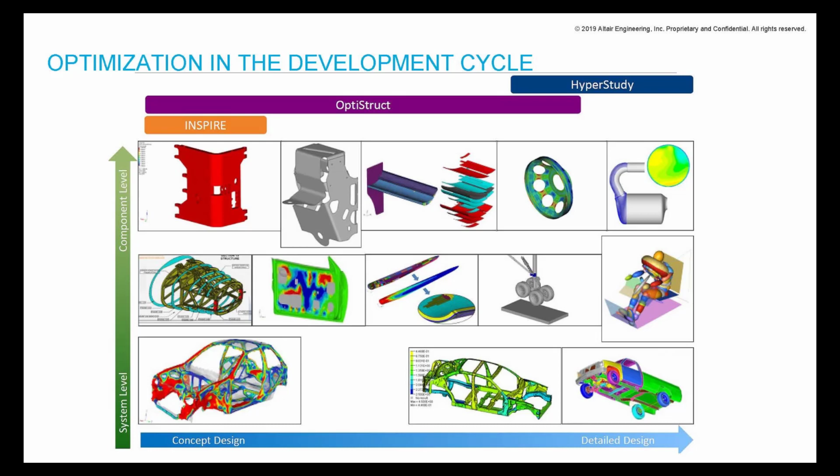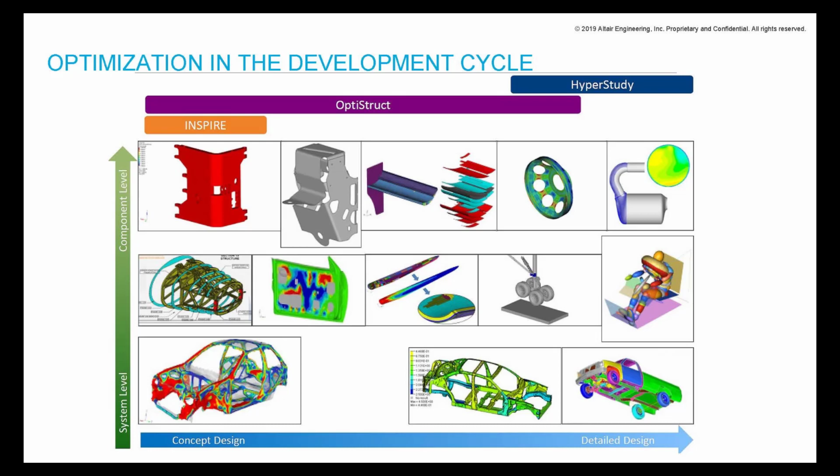Optistruct, Inspire, and Hyperstudy can be used as part of a holistic simulation-driven product development cycle. In the early stages of a new design, many factors need to be considered. Hyperstudy is used to explore design alternatives for the entire system and understand the trade-offs. Once a design alternative that strikes an acceptable balance is identified, targets can be cascaded to subsystems and components for further optimization.